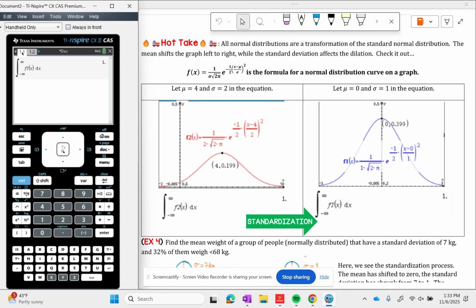So from the standard normal distribution curve, I can use the stuff that I know about that curve to answer questions about all of its children. You ever have a friend and then you meet their mom and you're like, oh. Or you meet their dad and you're like, oh. You know what I mean? We do the same thing with normal distribution curves, okay?